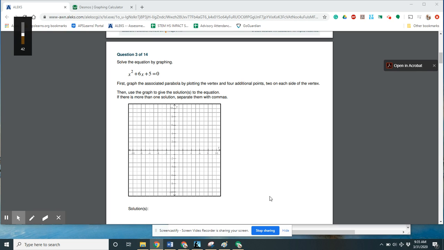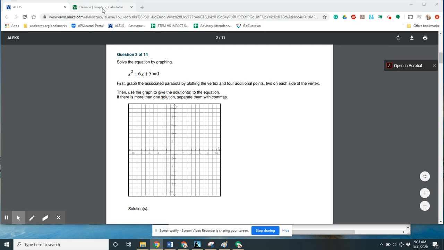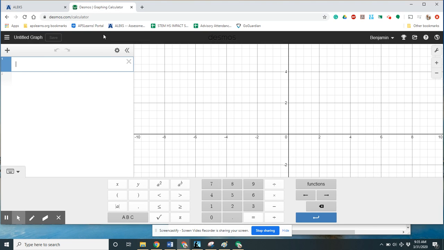I'm going to go over some of the other problems in the review in case you're still having trouble. Some of the questions in the review are solving by graphing specifically. So you're going to have to graph this function here, x squared plus 6x plus 5. I would suggest using Desmos to help you out, but you can do it by hand. And type in x squared plus 6x plus 5.